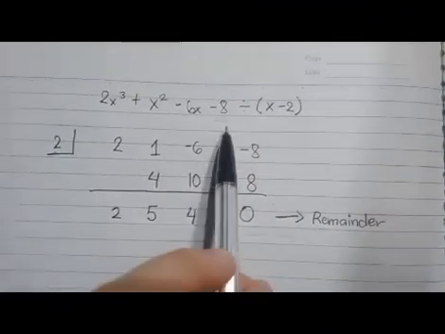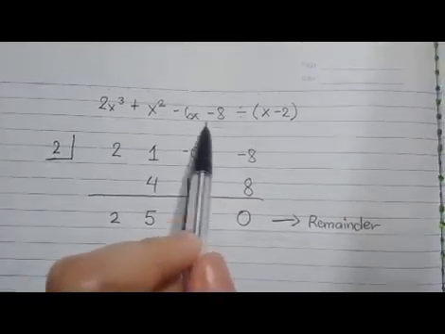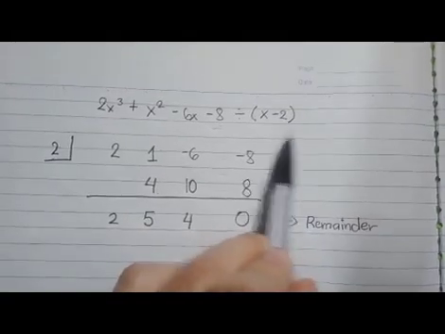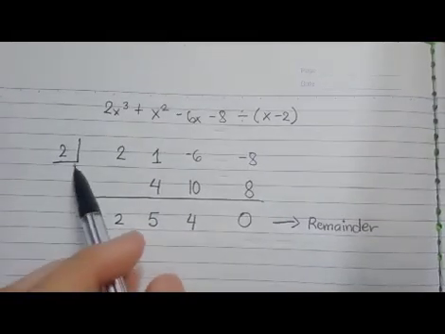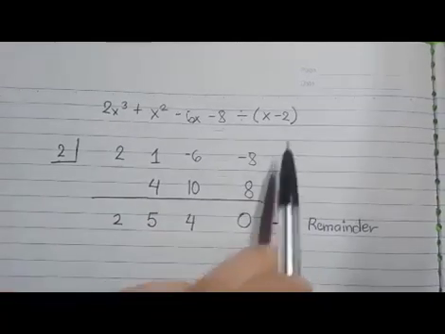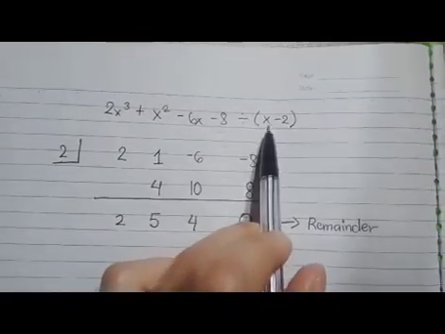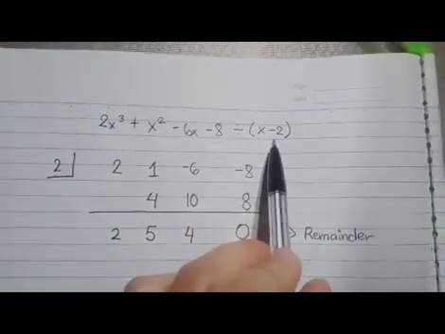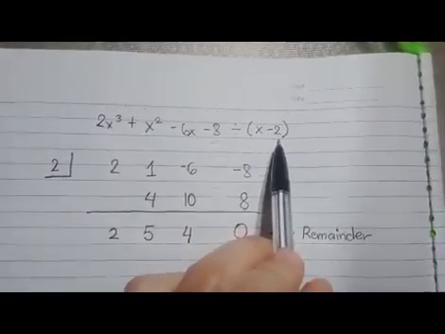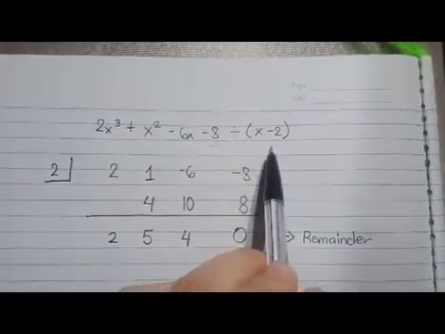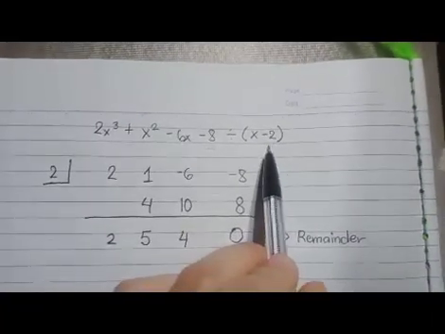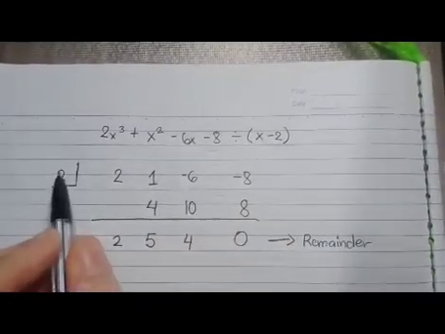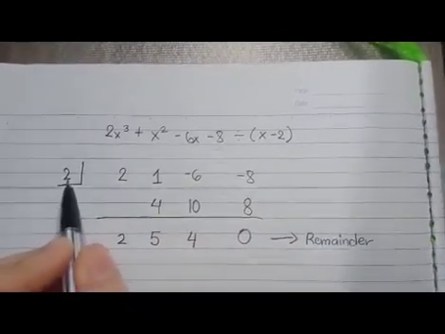First, this is our dividend and this is our divisor. To get this, we have to transpose negative 2, so it will become positive 2 since you have to change the sign. That's why it has positive 2 here.